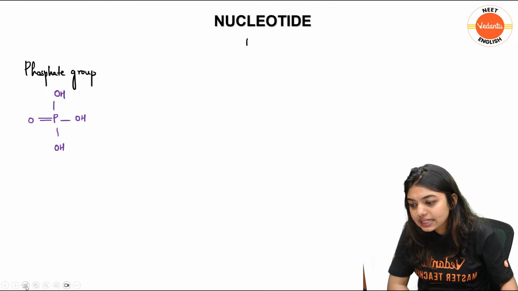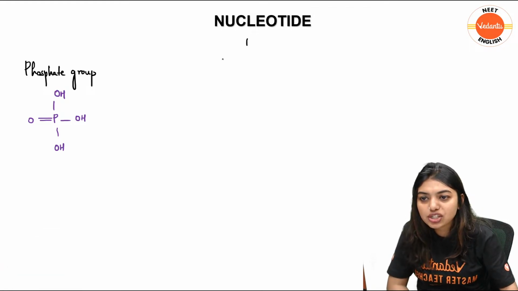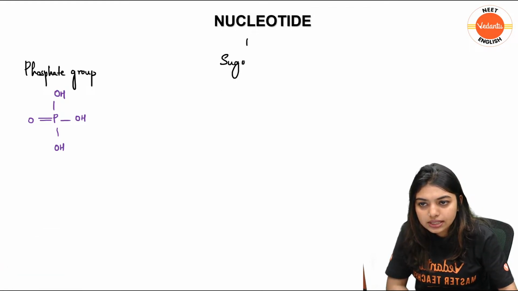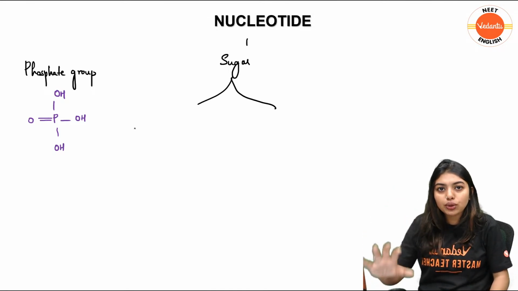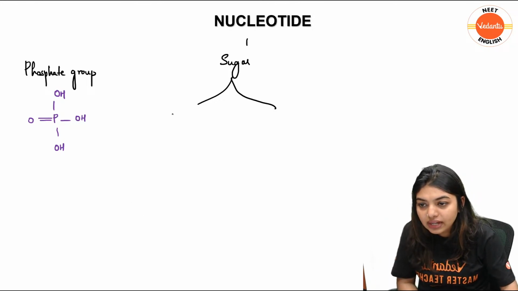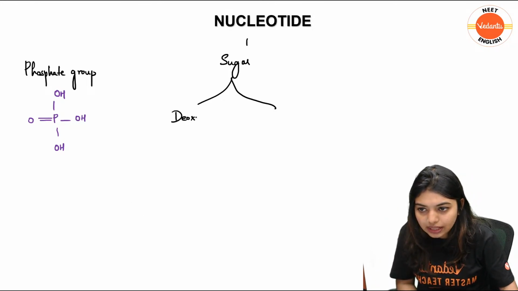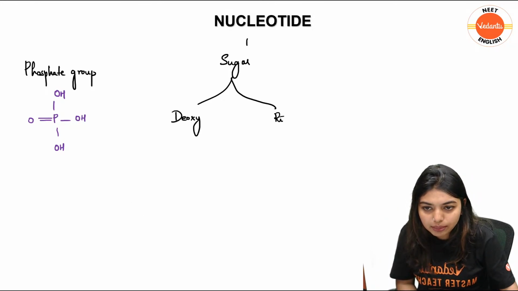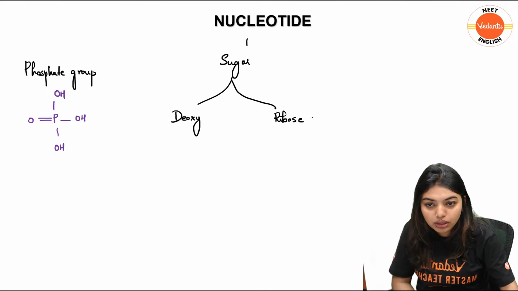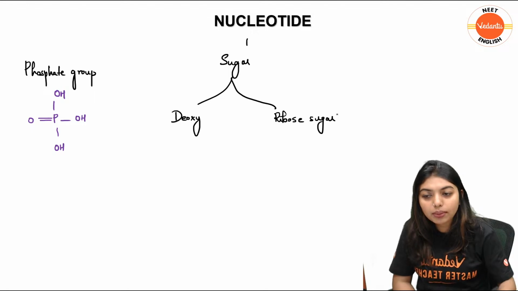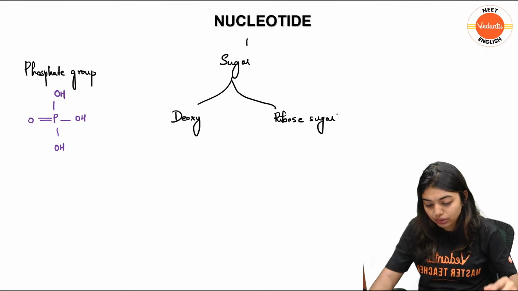Then the second component is your sugar. In sugar also there is 2 types. Why? Because we have DNA and RNA. We are talking about the nucleotide that constitute everything, right? So we also have deoxy, and we also have ribo. Ribose sugar. Easy to remember, ribose sugar and deoxyribose sugar.